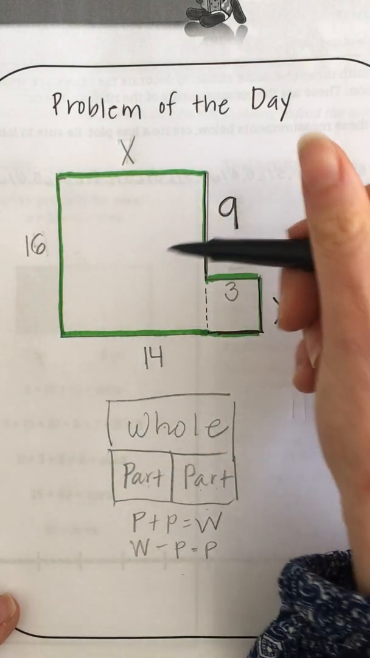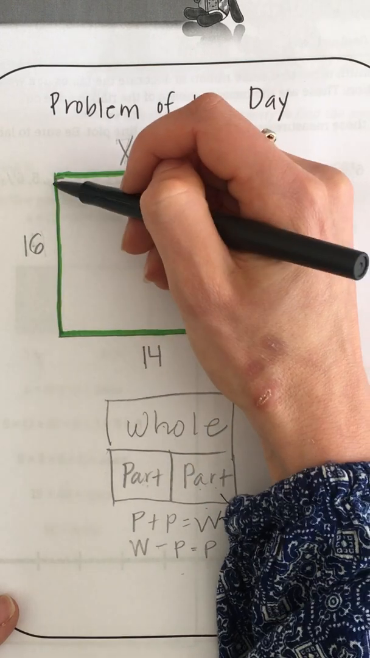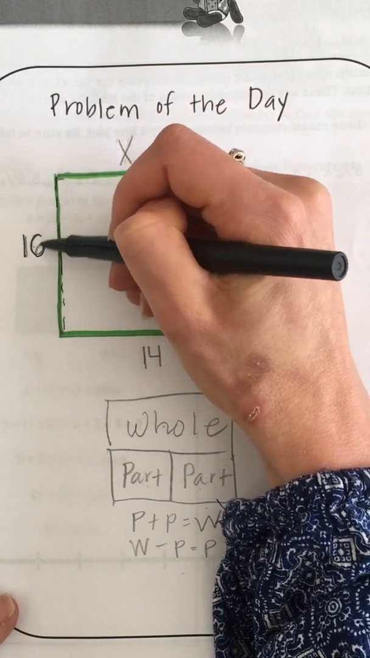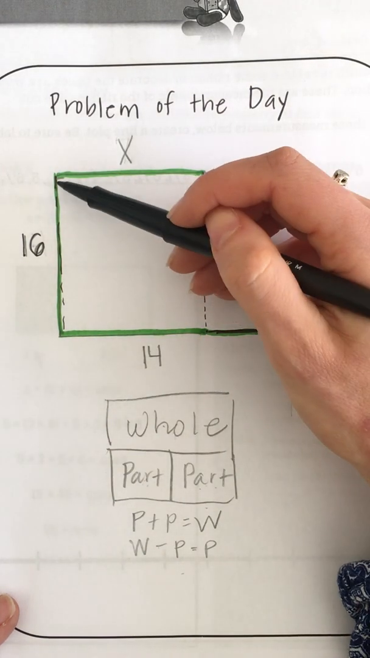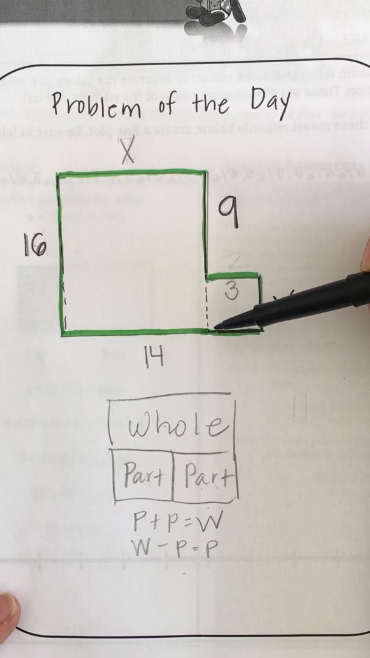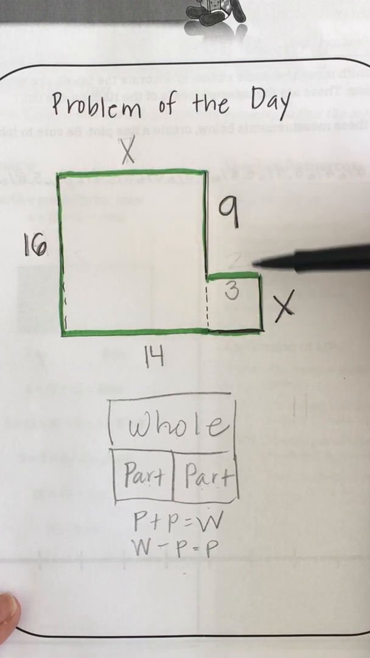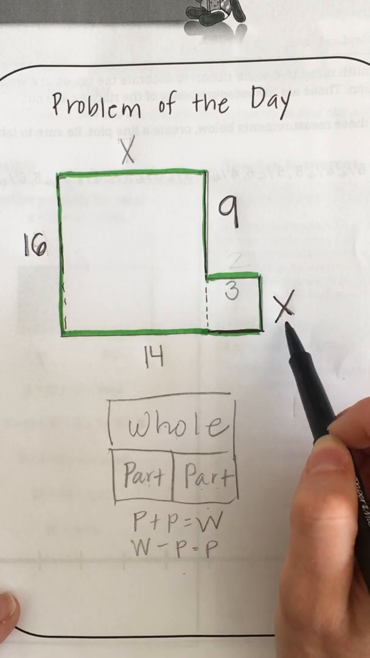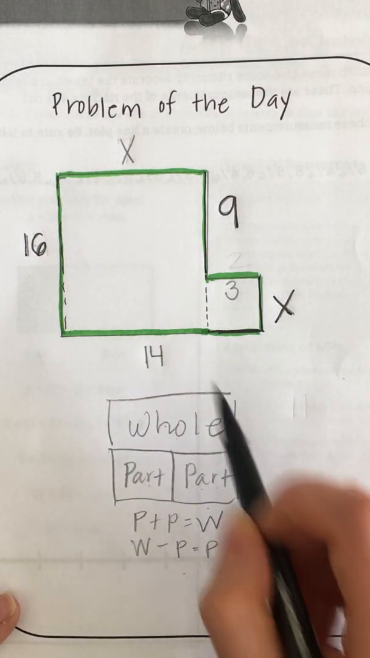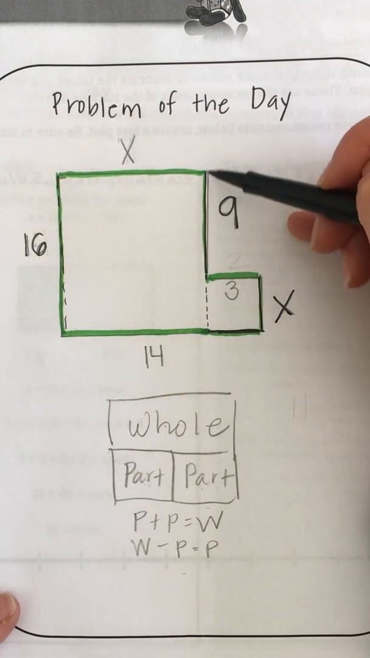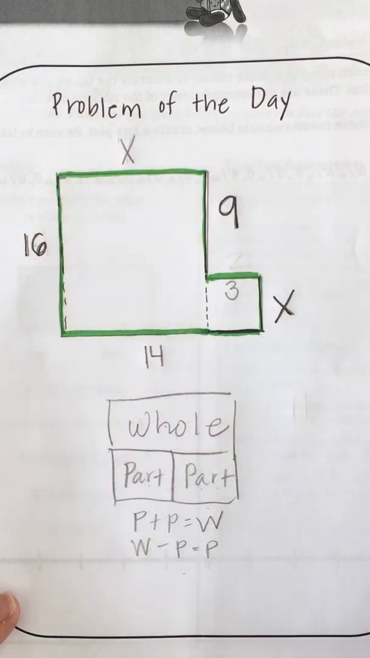Well, what do we know? Let's look parallel. Let's look over to the other side. That section is the same as this section, which is equal to 16. This length is the same as this length, so we need to use these numbers that we have in order to help us solve for x. So what do we know? Well, we know that our whole is 16. We know that our part is 9, and we have a missing part.